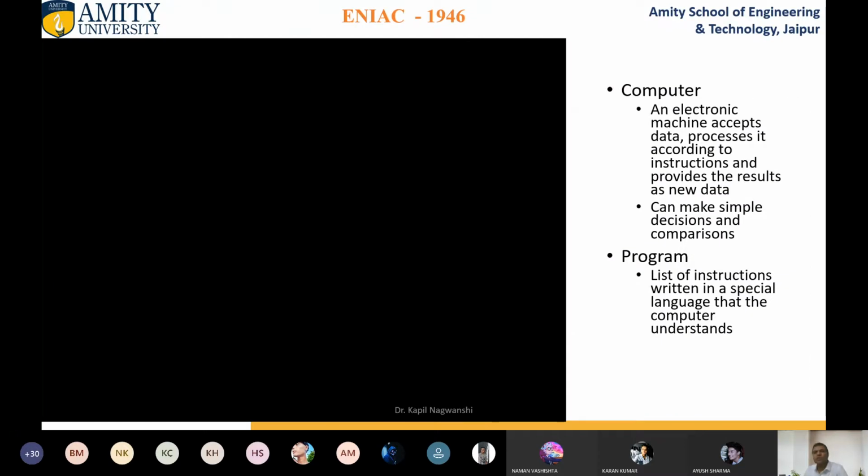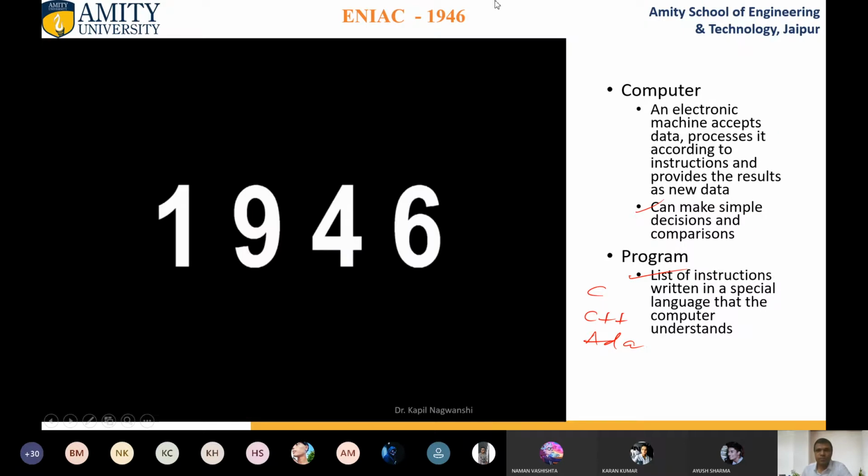Let us see the demonstration. Before going to the demonstration, what is a computer? A computer is an electronic machine that accepts data, processes it according to instructions, and provides the result as new data. It can make simple decisions and comparisons. A program is a list of instructions written in a special language like C, C++, ADA, etc. that the computer understands. Fine. So let us see.